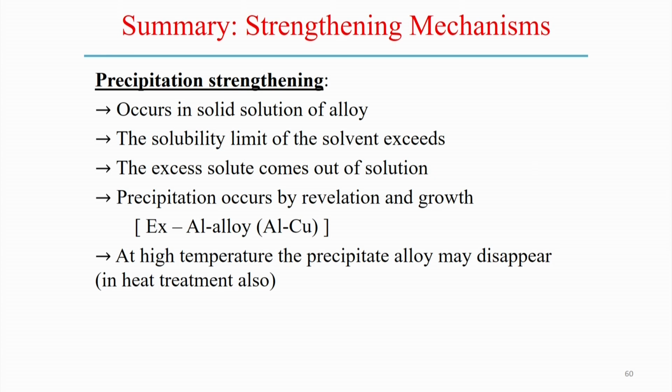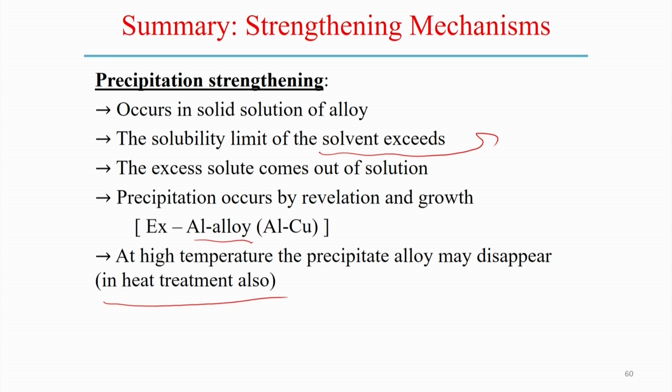Finally, precipitation strengthening occurs in the solid solution of the alloy. Of course, the important point is the solubility limit of the solvent, and the excess solute comes out from the solution, and that imparts the strengthening mechanism in terms of precipitation strengthening. For example, in an aluminum alloy, probably aluminum and copper, at high temperature the precipitate may disappear, and that is the case in heat treatment.